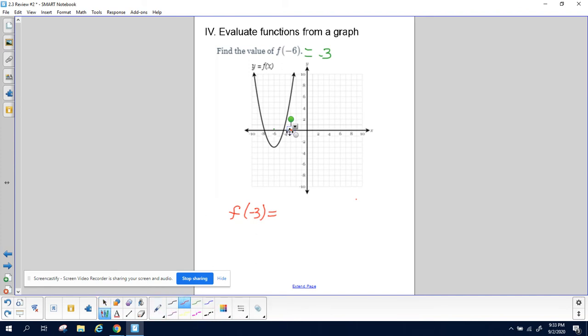So I'm going to travel, sorry about that, I don't like that box. Travel up until I get to the graph, which is right here. And you have to tell me how far up did I have to go. So if you travel this way, there's your number. F of -3 is the number 6.